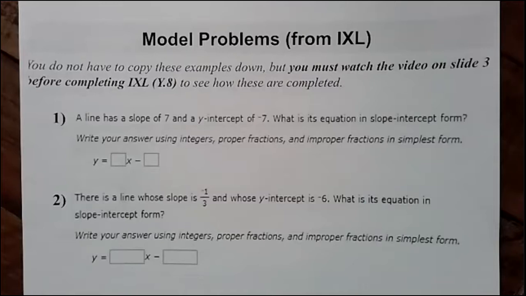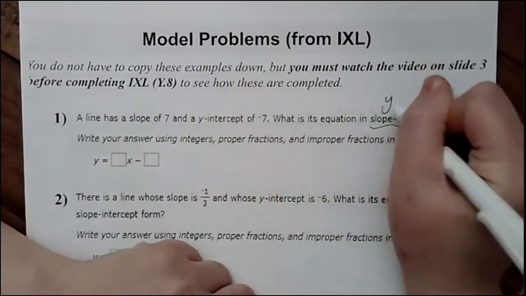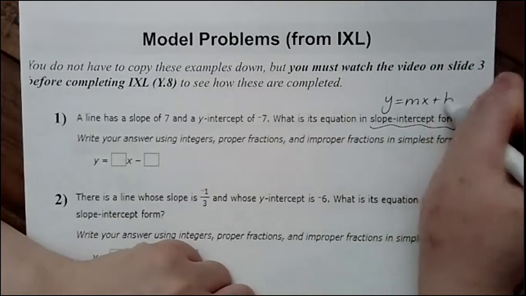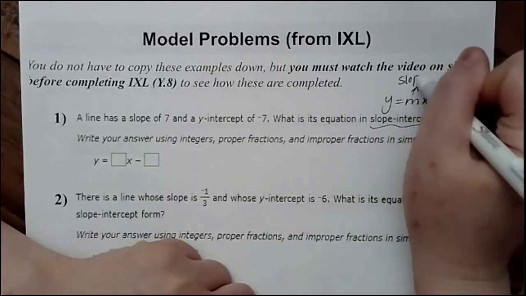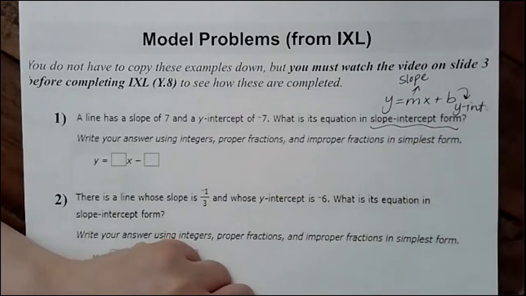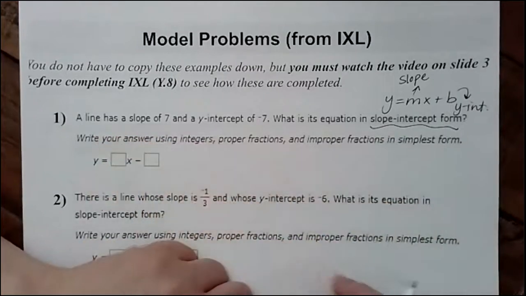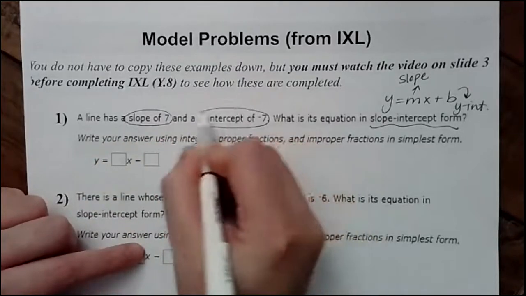So the first model problem states: a line has a slope of 7 and a y-intercept of -7. What is the equation in slope-intercept form? Well, I know that slope-intercept form is when I have it written as y equals mx plus b. Just to reiterate the slides that we saw, the m represents the slope and the b represents the y-intercept. I'm going to write shorthand, y-int, for the y-intercept. So they're giving us two things in this problem: a line has a slope of 7 and a y-intercept of -7.